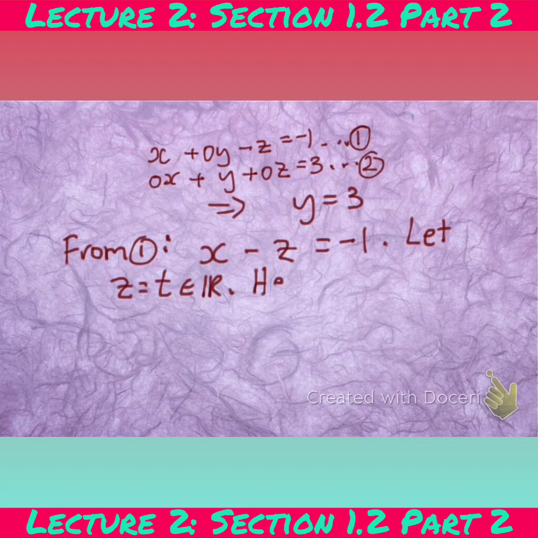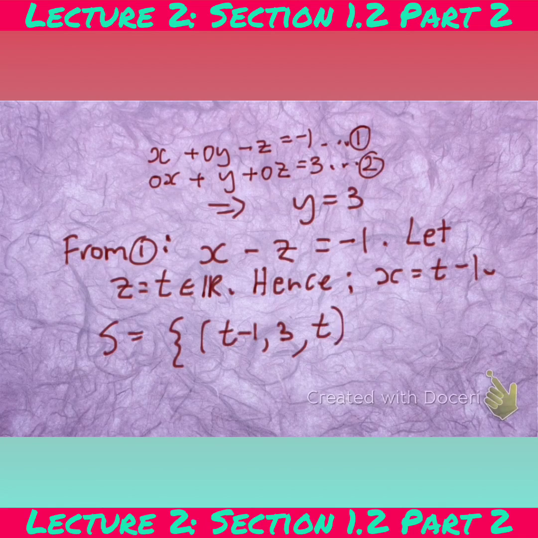And so we can solve for x. x is going to be t minus 1, which is the same solution we got with Gaussian elimination. So my solution set becomes all points where x is t minus 1, y is 3, and z is t. And t is a parameter, it's any real number. You can choose t as any real number that you wish, and you get a solution point.